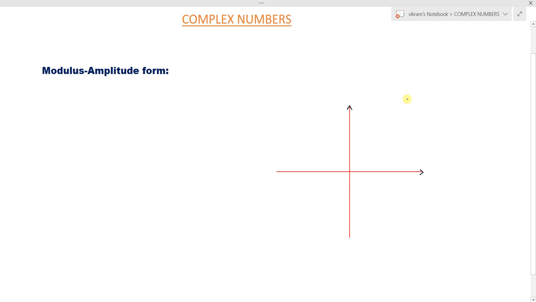Hi students, in this lecture we are going to learn the modulus amplitude form of a complex number. In the previous lecture we discussed the amplitude of a complex number, or how to find the argument of a complex number. Now consider a complex number z equals x plus iy.